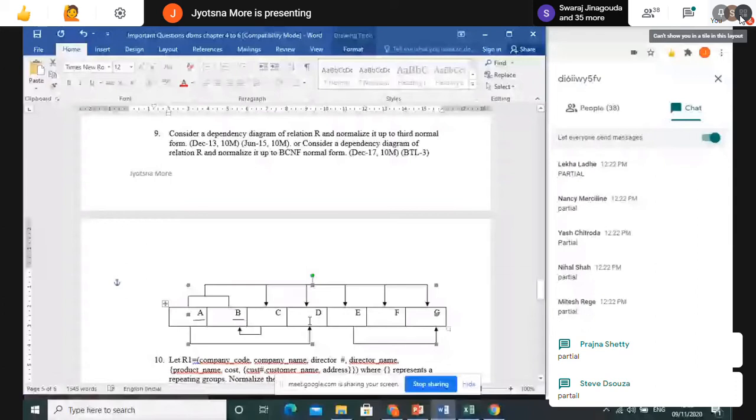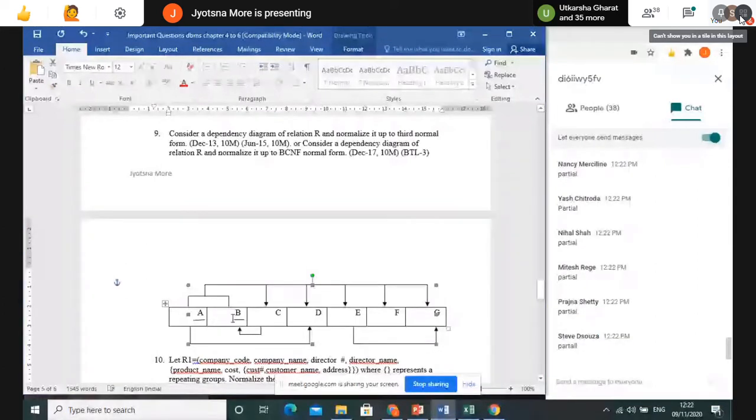Fine. AB determine C, D, E, F, G. AB determine this one. Which type of functional dependency?